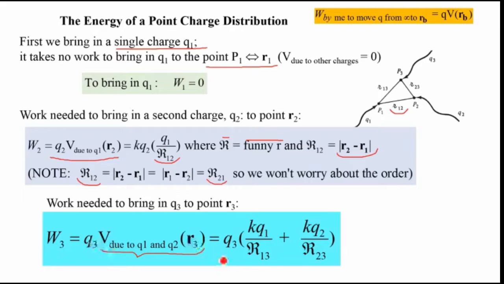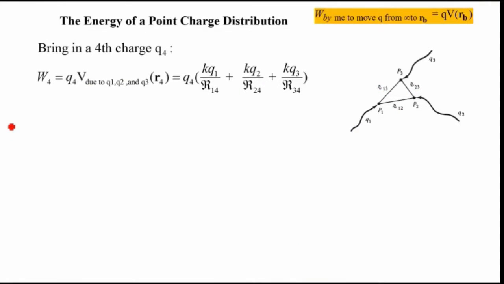And so we have Q3 times the two contributions to the potential, and if we go up here, here's our P3, the distances between 3 and 1 are right here. The distances between 3 and 2 are right here. And so if we evaluate the potentials with those two distances put in, this is the work done to get Q3 into position.